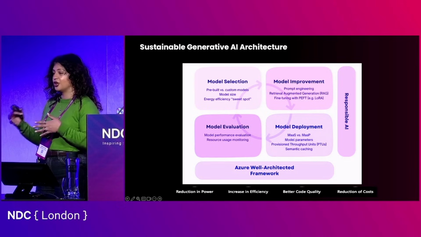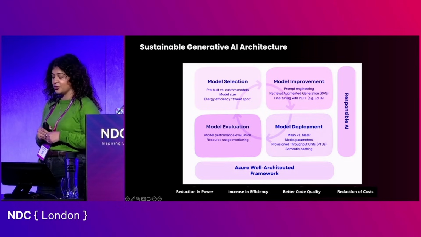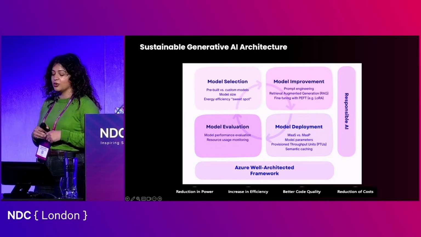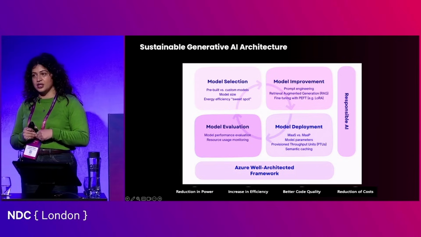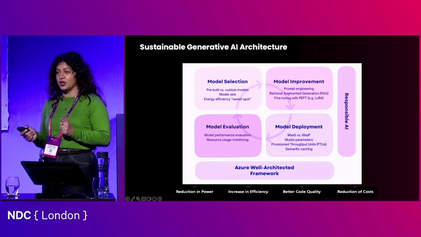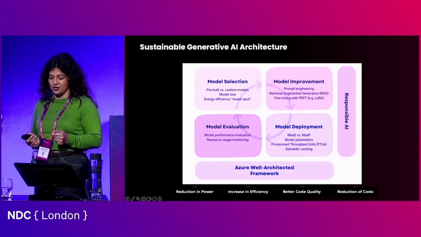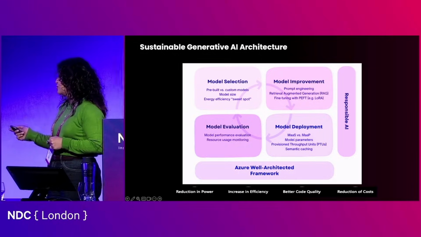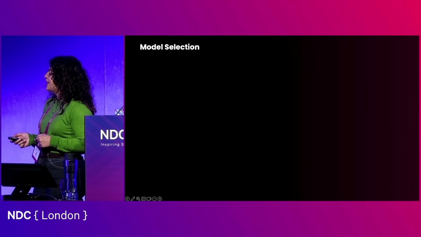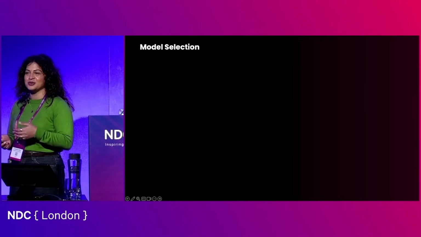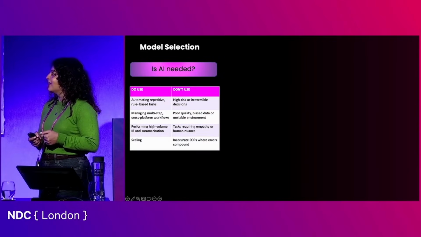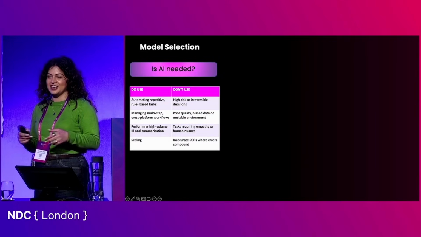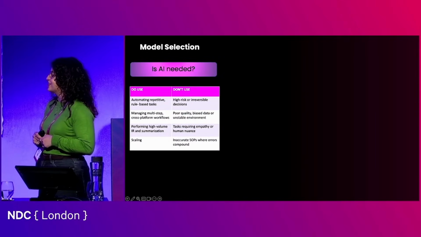Ultimately, not only are we looking to increase performance from our AI applications, but it will lead to a reduction in power, increase in efficiency, better code quality, and obviously, naturally, a reduction in cost, which I'm sure is music to all managers' ears these days. So model selection, where do we want to begin? Is AI even needed? Is the first question I always start asking.